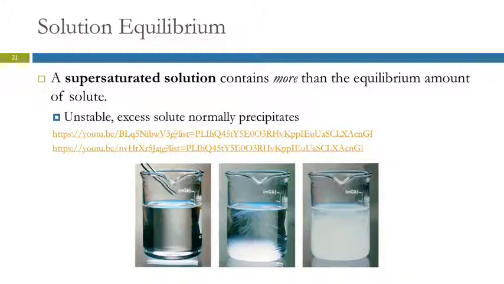If we tell him that he's off the cliff by putting a stirring rod in there, by dropping in a seed crystal, by bumping the test tube, then all of the excess precipitates out and returns to a saturated solution. So supersaturated solutions are unstable, and the excess solute will normally precipitate. So we're going to watch a couple videos about this.